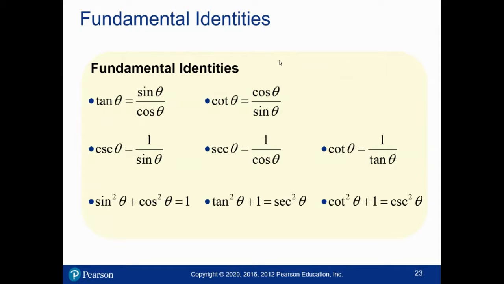Sine squared theta plus cos squared theta equals 1. I can't emphasize enough how fundamental that is. Okay. And if you divide by cos squared theta, you get tan squared theta plus 1 equals secant squared theta. And if you divide by sine squared theta, you get cotangent squared theta plus 1 equals cosecant squared theta. Nothing new on this slide, just a summary.